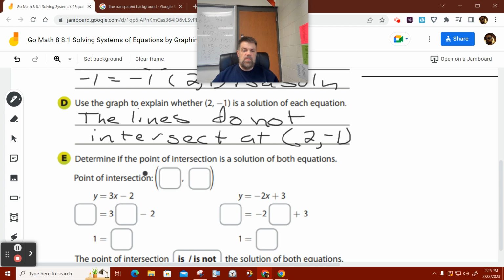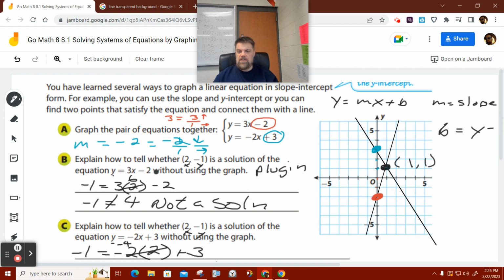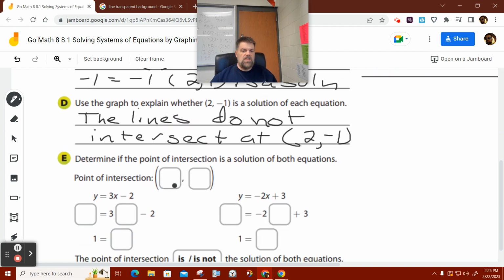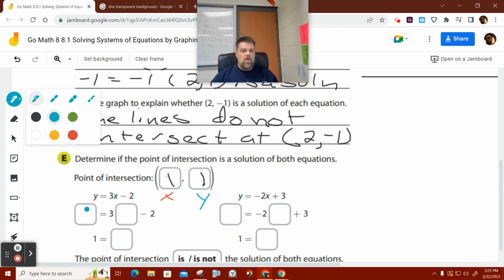So determine if the point of intersection is a solution to both equations. So where did we say that looked like it crossed? 1 comma 1, right? So let's see if we're right or not. So you put 1 comma 1. Remember that 1 is going to be an x value, and that 1 is going to be a y value. I don't know why I separated them, but I want you to understand. So wherever there's a y, I'm going to put a 1. Wherever there's an x, I'm going to put a 1.